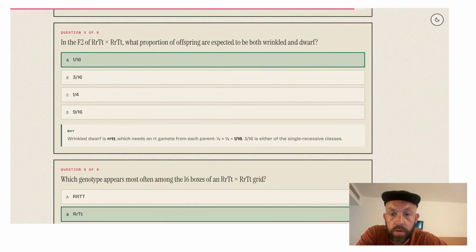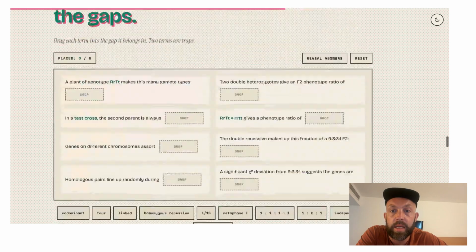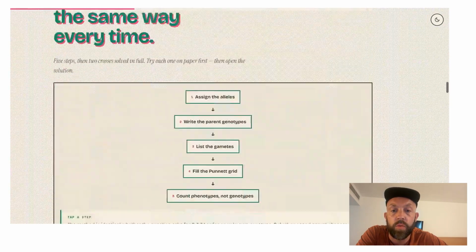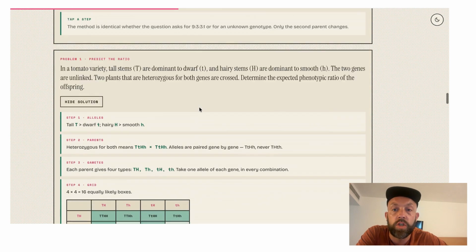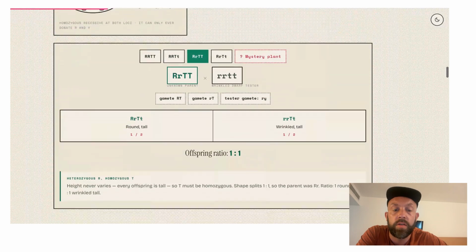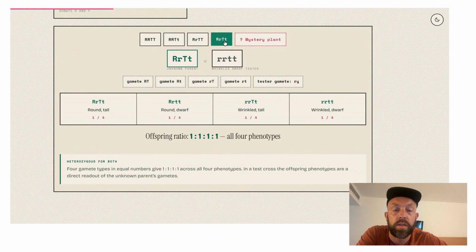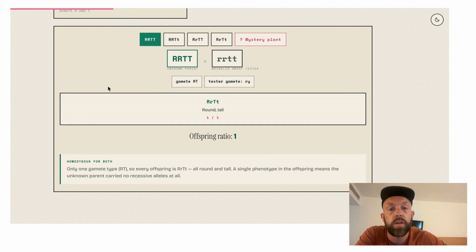So what I'd like you to take away from today is that 9:3:3:1 ratio. You can also see it here, 9:3:3:1. And also when you do a test cross, if it is homozygous recessive as our tester, and that's going with a heterozygous, we get a 1:1:1:1 ratio. And if it's homozygous dominant, then they're all going to be the same.